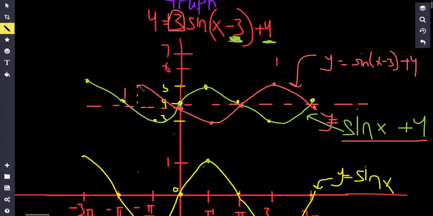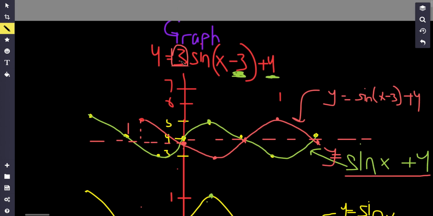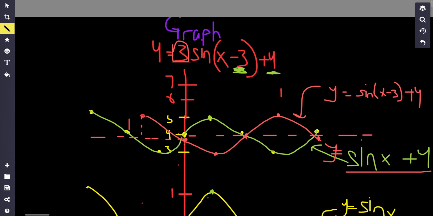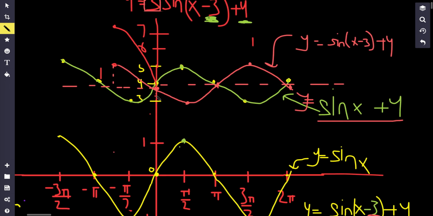So basically, what this 3 is telling us is, instead of our amplitude being 1, as it originally was, now the amplitude has to be 3. So the graph is going to look something like this. And then it's going to go all the way down to 1. And it's going to go back to the middle. Then it's going to go all the way back to 7. And then the cycle repeats.